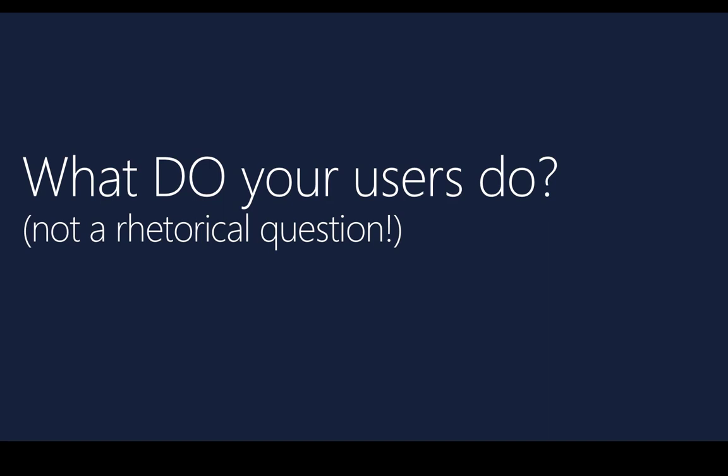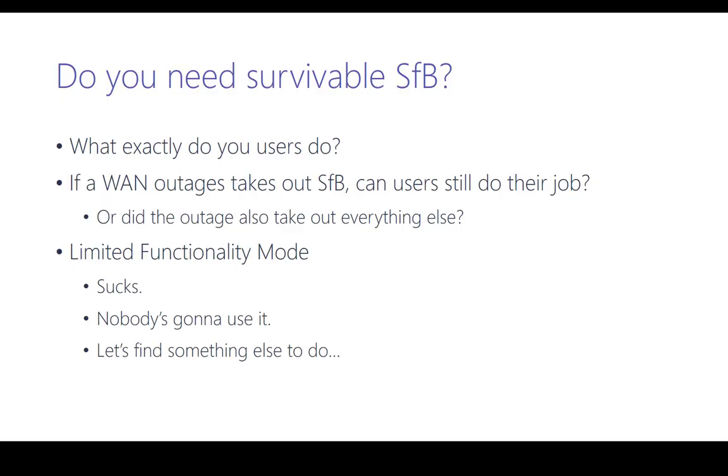So let's talk about your users in the branch office. So what do your users do? Do you really need survivability with your Skype for Business in your branch office? If the WAN goes down for your branch office users, Skype for Business is out if you don't have any infrastructure in place. Okay, fine. But what is the job of these users in the branch office? Can they still do that job if the WAN is down?